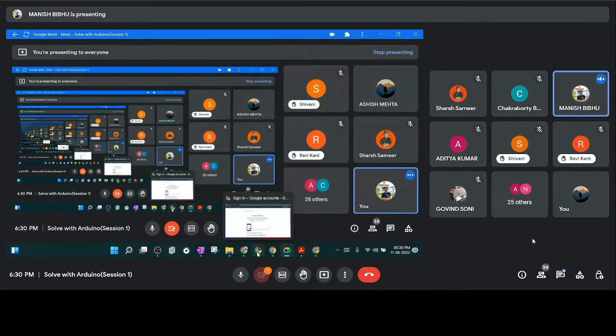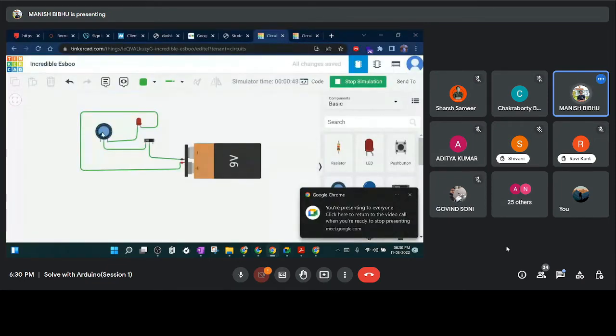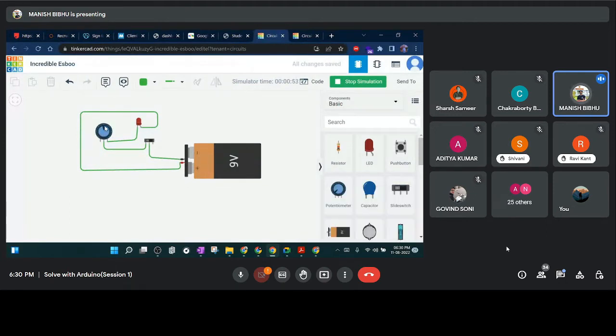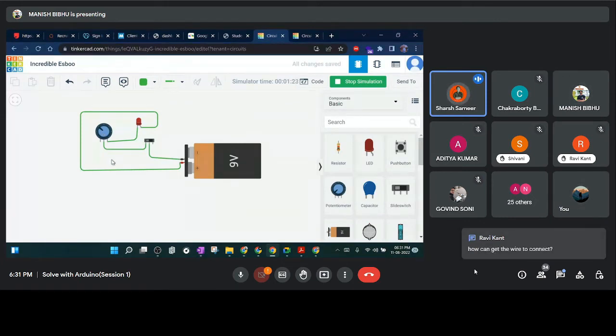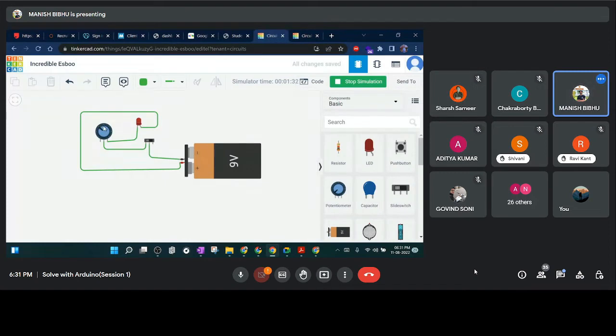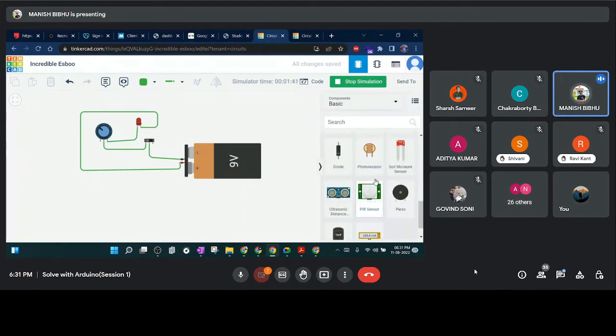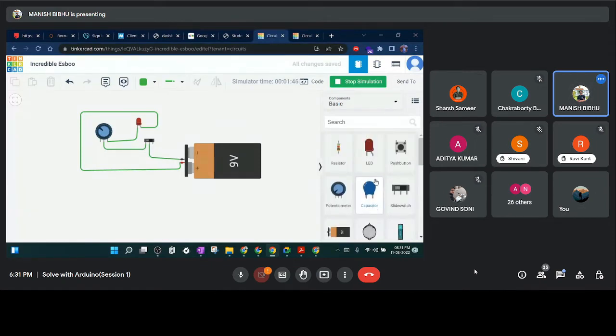Okay, let me explain this. We can change the resistance by sliding the potentiometer. It is basically used in the volume department, like when we have to change the volume of a speaker. How can we know how much resistance it's providing right now? It is not showing, but you can calculate it with a voltmeter and an ammeter.